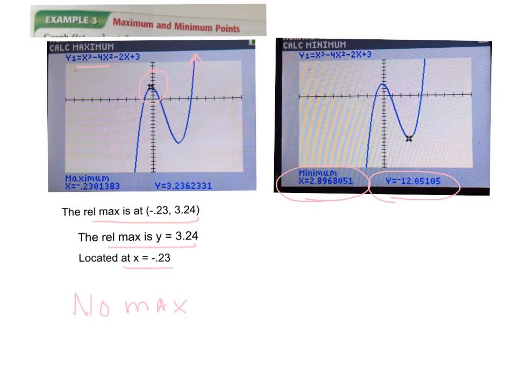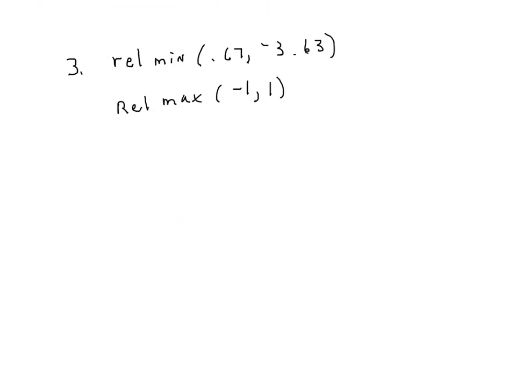Okay, do the check your progress, number 3. I hope you stopped the video, and the answers are: the relative minimum is at 0.67, negative 3.63, and the relative max is at negative 1.1. There is no actual minimum or actual maximum. All right, on to the last example.